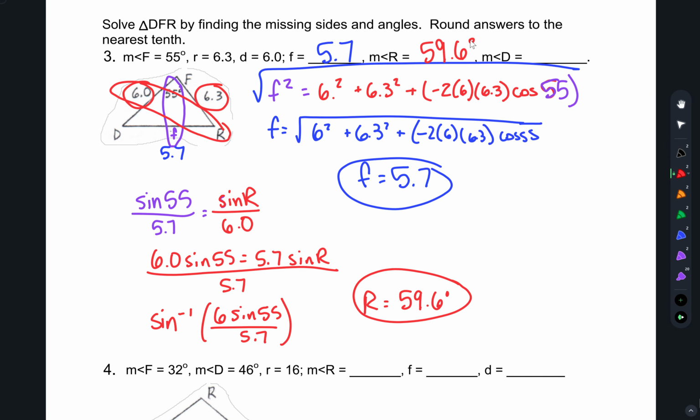And then really, I don't want to do either one of these again. I don't want to do law of cosines. I don't want to do law of sines. I'm going to look for the easiest method out. The easiest way is to look that I have 2 of the 3 angles in this triangle. And I know that if I have 2 of 3 angles, I can do a little bit of subtraction from 180. So 180 minus 55 minus 59.6 gives me that my angle that is remaining is 65.4 degrees.